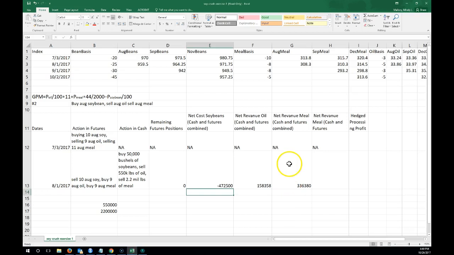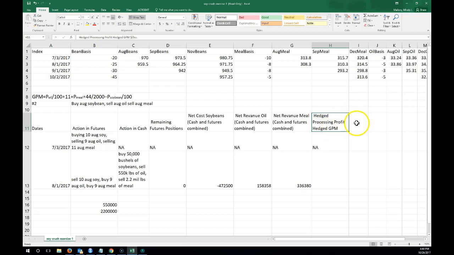And I noticed, remember I inserted this column header called Net Revenue, Meal, Cash, and Futures? Well, I just realized that we did already have that column header, so we don't need it anymore. I added it twice, so I'm going to delete this column header. I'm really sorry for the confusion. And I'm going to scoot this one back.